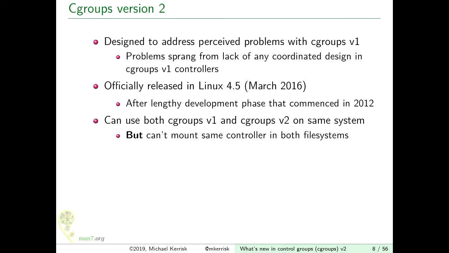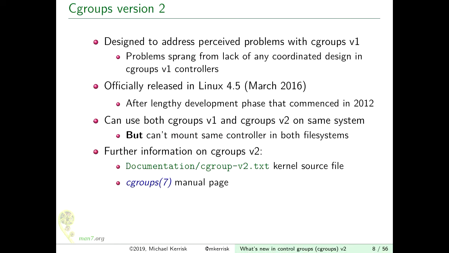You can use Cgroups version 1 and version 2 on the same system at the same time, subject to some limitations. The most notable limitation is you can't use a controller in both version 1 and version 2. You're using it in one version or the other, but not both. There are some other places you can go and look for information about Cgroups version 2, in particular the documentation file and the kernel source code. And there's a reasonably good cgroups manual page nowadays, which has a lot of useful information in it.